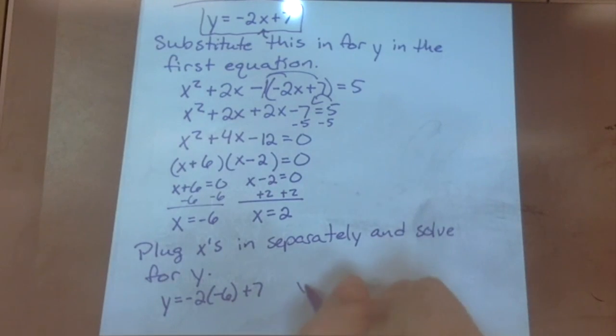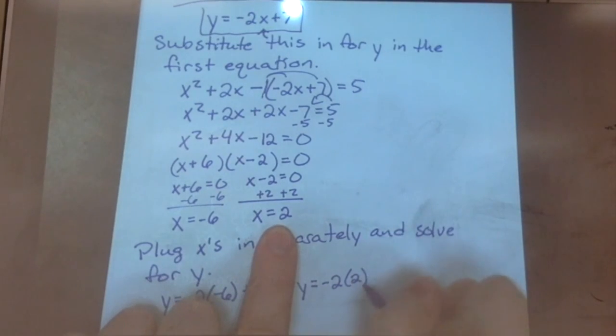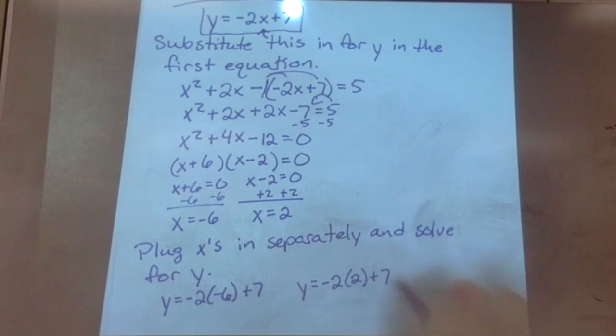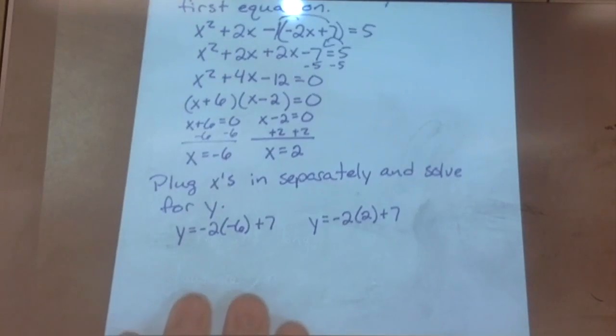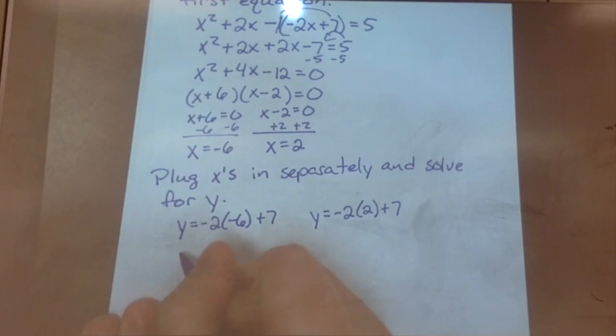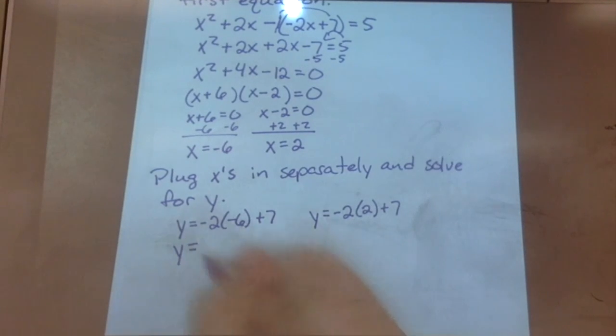And I'm going to do the same thing for x equals 2. y equals negative 2 times 2 plus 7. And then solve those. So negative 2 times negative 6 is 12. Let me just say that's 12, and 12 plus 7 is 19.